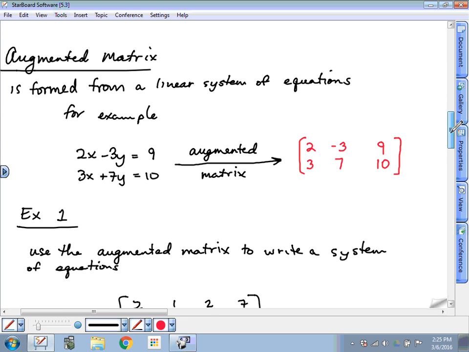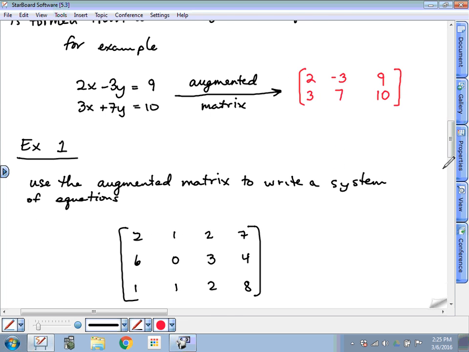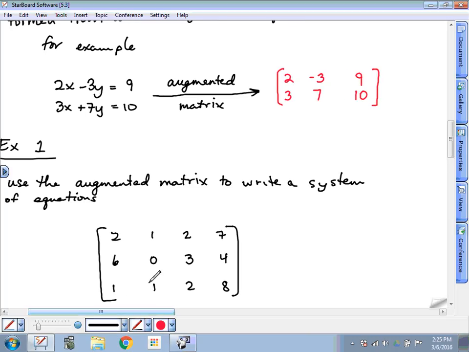And vice versa, you may have to use an augmented matrix like this one to write a system of equations. So again, each row of an augmented matrix represents an equation. Since there are 3 rows, you're going to have 3 equations. Each column of the matrix represents coefficients of a variable. Now the last column are the constants after an equal sign. So since there are 3 columns before that, we're going to have an x, a y, and a z variable.